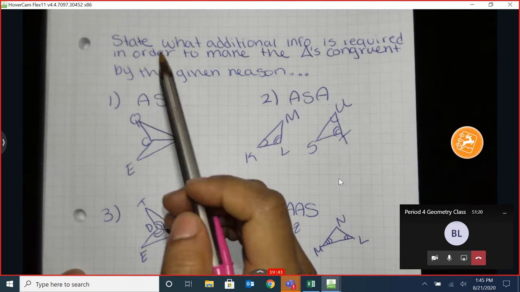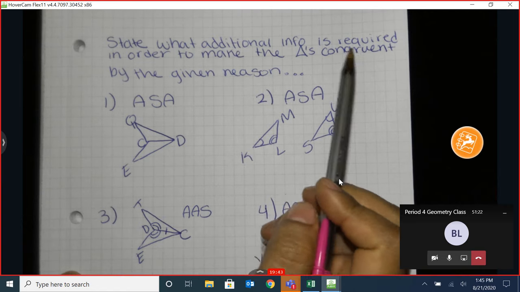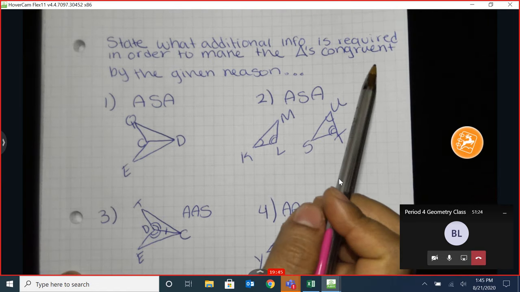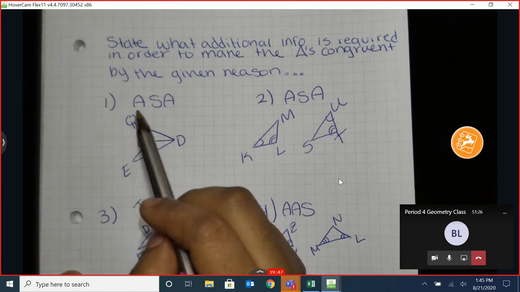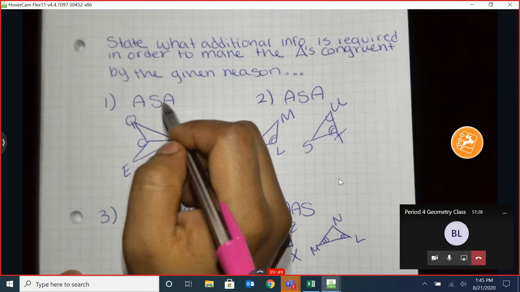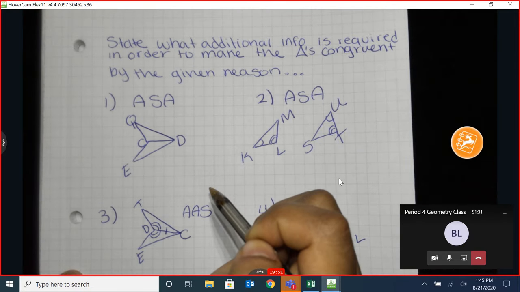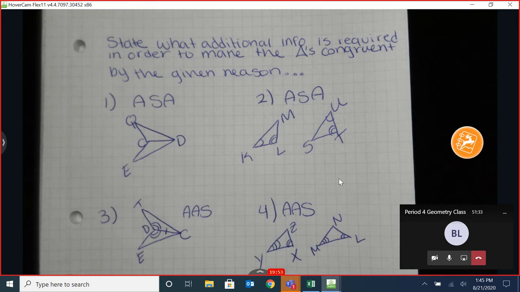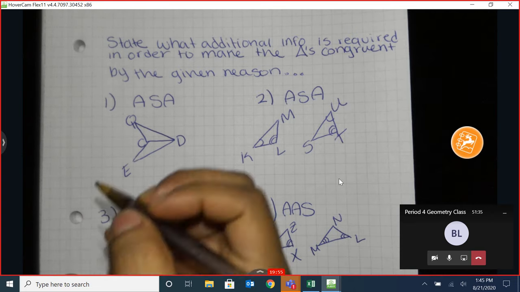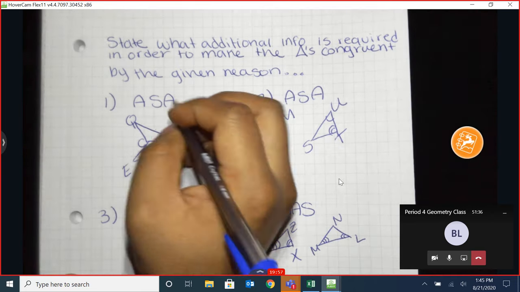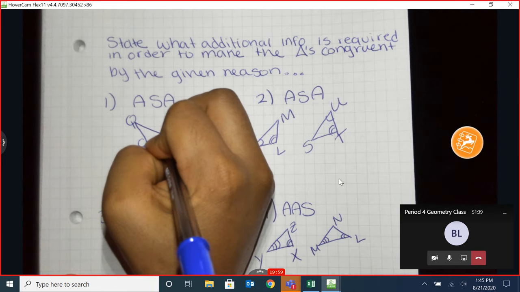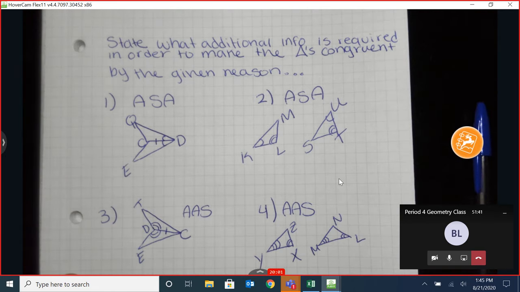Again, the directions say, state what additional info is required in order to make the triangles congruent by the given reason. Number one, the given reason is angle, side, angle. So the first thing you need to do is determine what pieces of information they gave you. Right there and right there. Those are the two things that they gave you. So the first step is to label what they gave you.